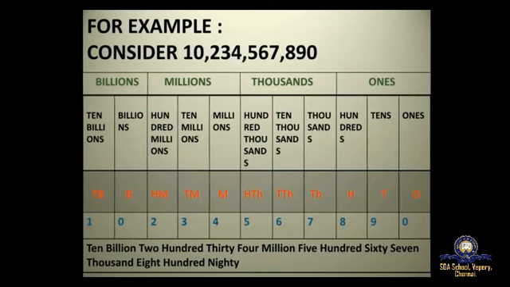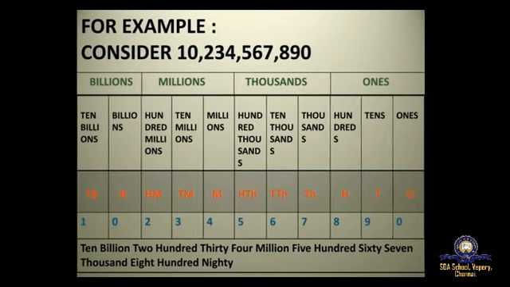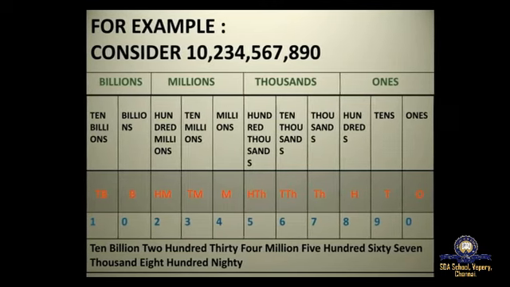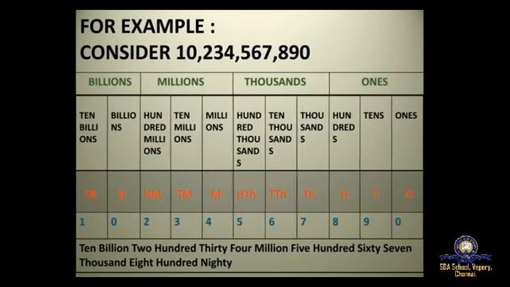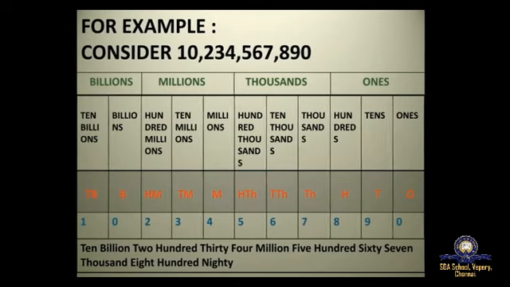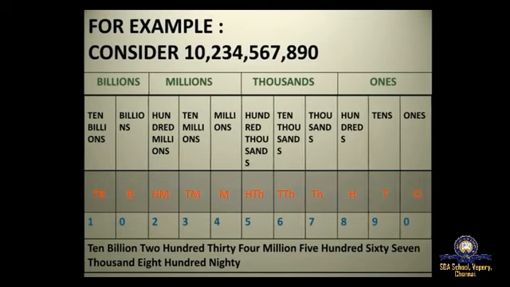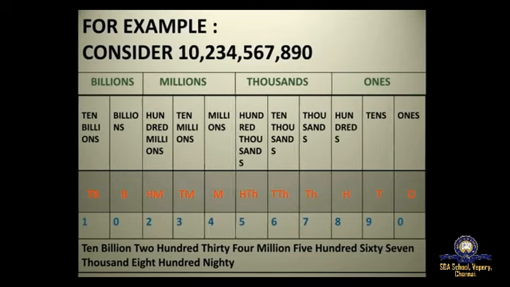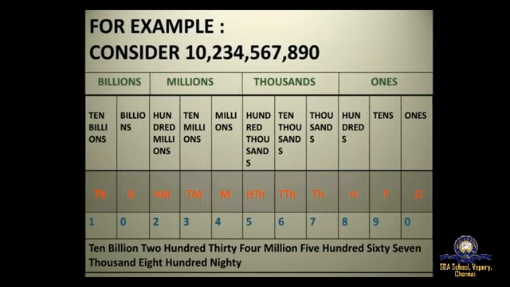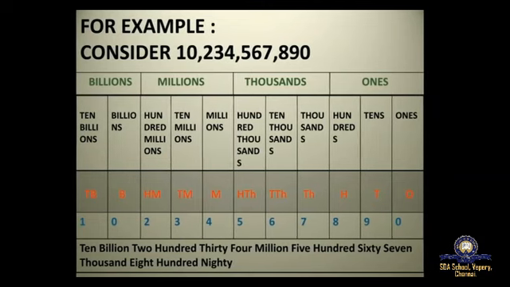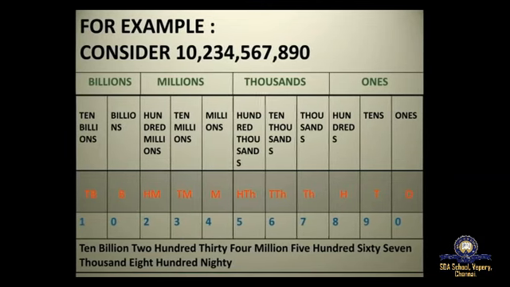Your ones, tens, hundreds come under the ones period. Thousands, 10,000s, 100,000s come under the thousands period. Millions, 10 millions, 100 millions come under the millions period. Billions and 10 billions come under the billions period. So you're going to assign the number in the place value chart, and while assigning, you're going to come from the right.